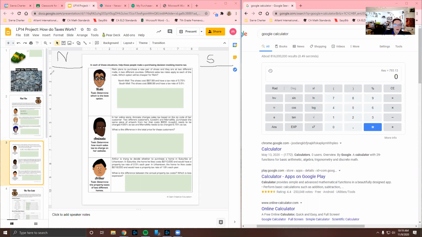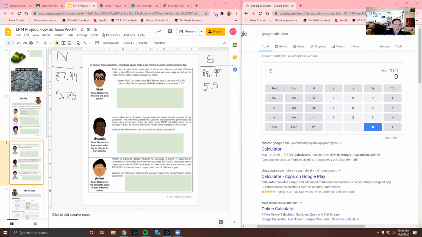So at the North Mall, the original price is $87.99 with a 5.75 tax rate. At the South Mall, they cost $88.99 with a 5.5% tax rate. So all I did was pull out my important information. Let's go ahead and fix that. My 5 looked like a 6. Okay.